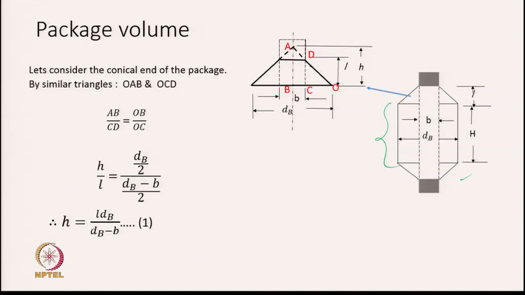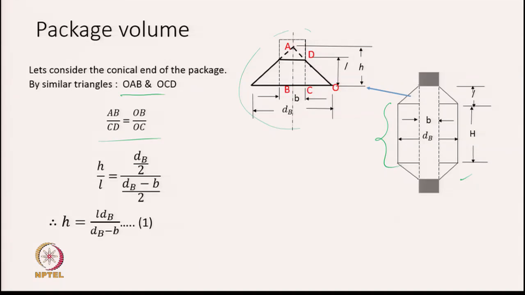So, if we have to find out the volume of this package, then how to find it out? Let us consider the conical end of the package first. So, this conical end is being shown here. Now, let us look at these two similar triangles OAB and OCD. We can write AB by CD equal to OB by OC, because they are similar triangles. Triangle OAB and triangle OCD are similar, and therefore, AB by CD is going to be OB by OC.